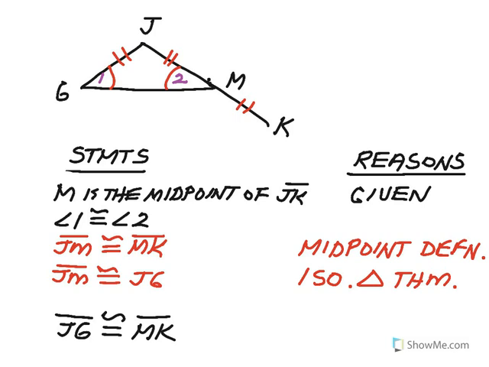So then lastly, if JM is congruent to MK and JM is congruent to JG, then these two, MK and JG, must be congruent to each other by substitution, or the transitive property. So that's it for isosceles triangles. They're really pretty easy.